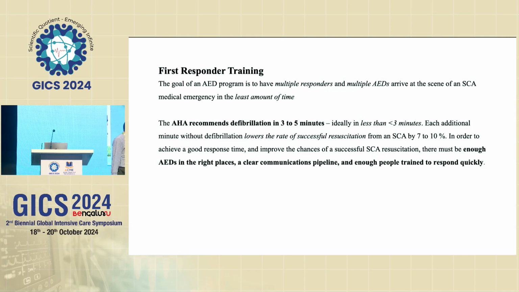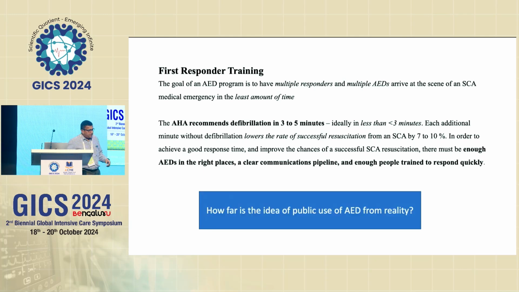Please note that these numbers have been quoted from all the guidelines that I have taken. In order to achieve a good response time and improve the chances of a successful sudden cardiac arrest resuscitation, there must be enough AEDs in the right places, a clear communication pipeline, and enough people trained to respond quickly. My question, once again, I will go to Dr. Mohan Maharaj first. How far is the idea of this public use of AED from reality? Are we too far, too near, or somewhere in between?